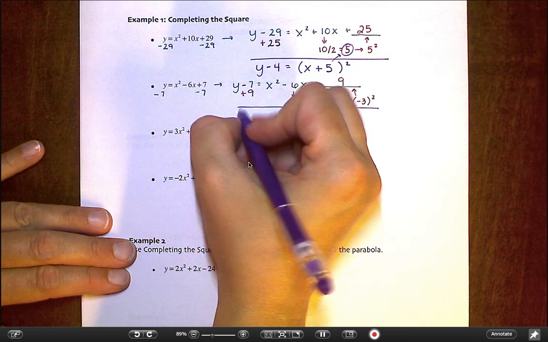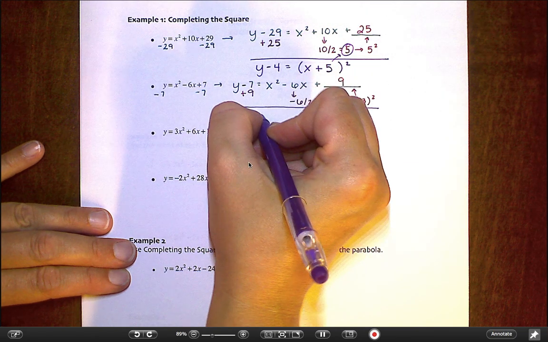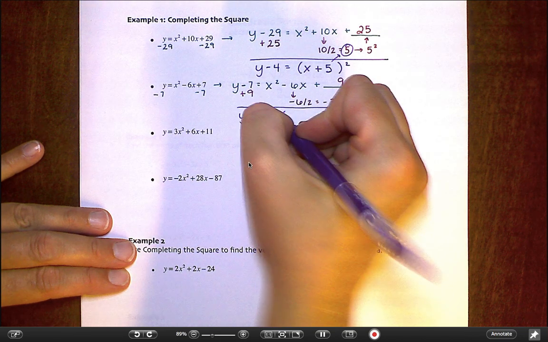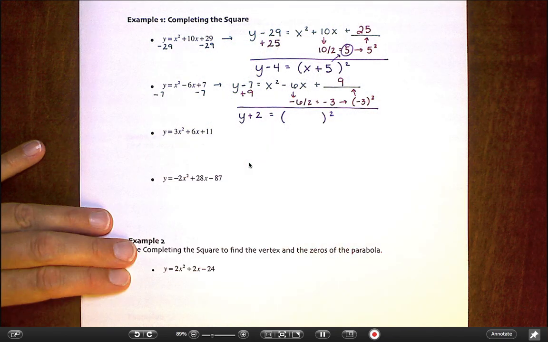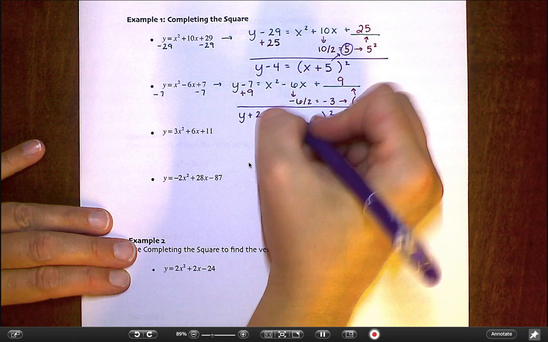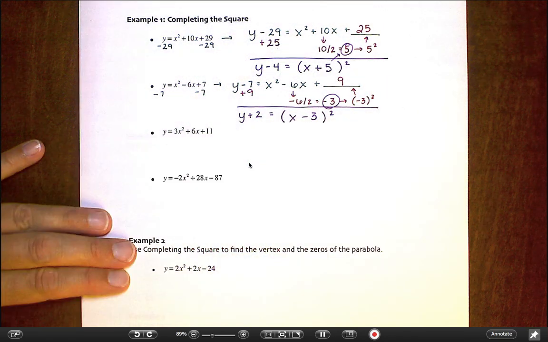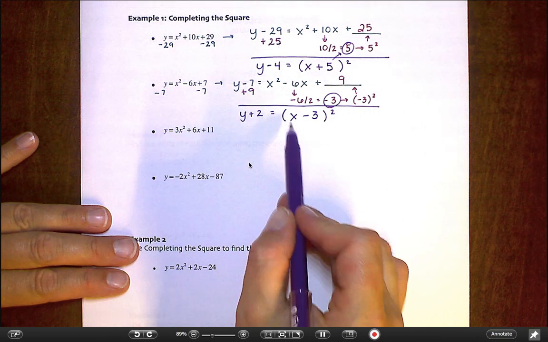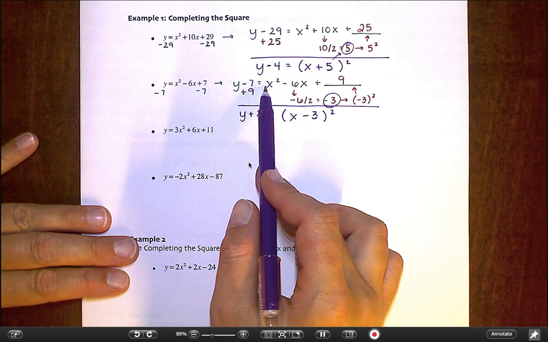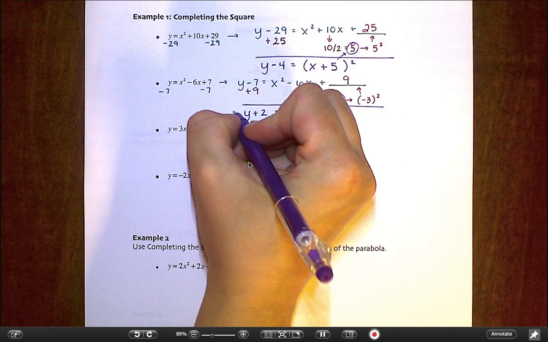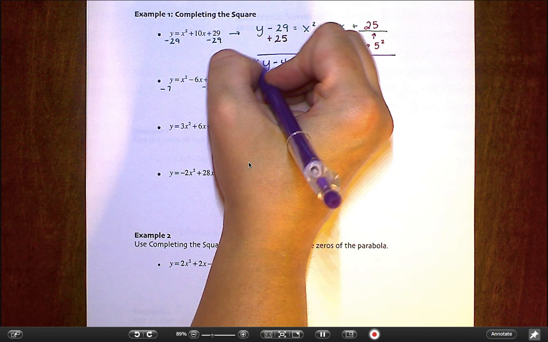So now when I clean this all up, negative 7 plus 9 gives me a y plus 2. And x squared minus 6x plus 9, if I'm trying to write that as a perfect square, a binomial squared, it's going to be x minus 3 squared. If I were to FOIL that out and double check it, it would give me x squared minus 6x plus 9. And that's my answer. So just to clarify, this is the answer that I'm looking for in these problems.